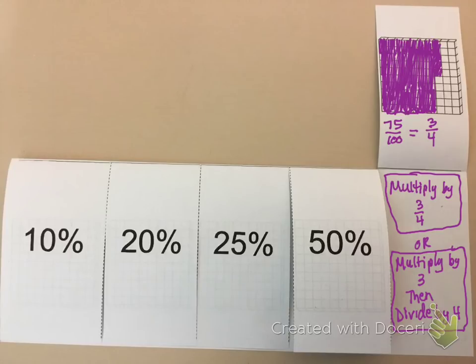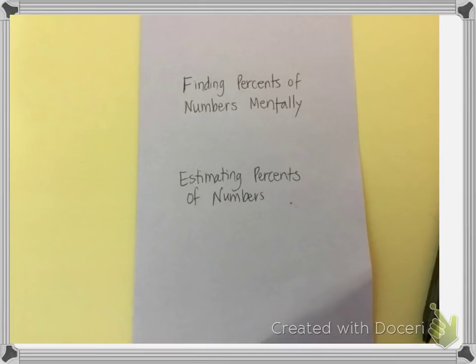All right, this moves us on to the second foldable. This one says find percents of numbers mentally and estimating percents of numbers. So here's one of the problems. The photo's a little bit fuzzy, but you can still read it, and you've got a clean copy in front of you.